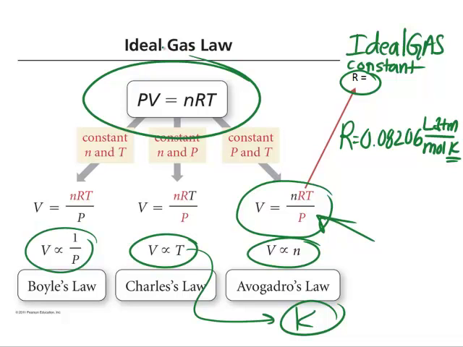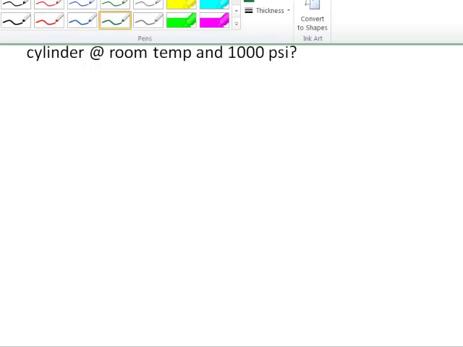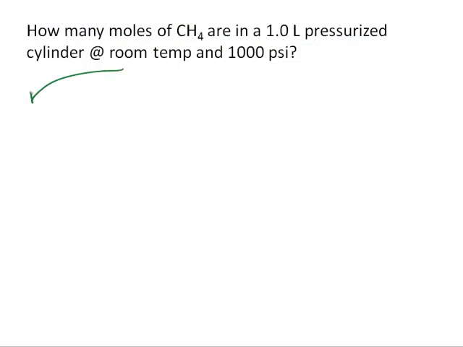Variables, you can calculate the fourth. Okay, so let's do an example of one of these. Let's say we've got a container of methane that's 1 liter in volume at room temperature and has a pressure of 1,000 psi. Room temperature, depending on who you ask, is around 20 or 25 degrees Celsius. Let's say it's 25 degrees Celsius for our sakes.